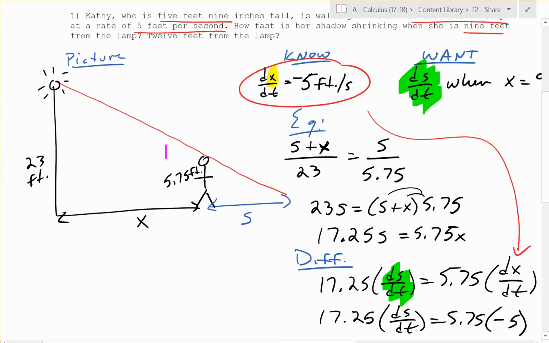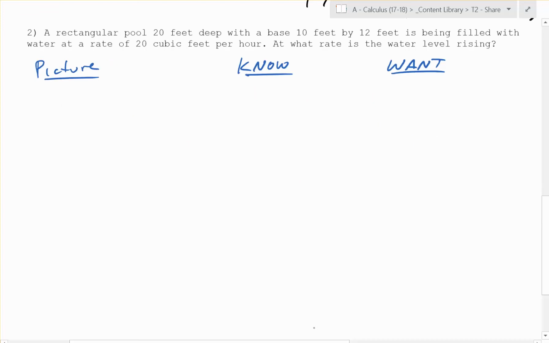The key relationship here is the similar triangles. Remember, here's the big triangle right there, and that triangle is similar to this one. So therefore, the base to height ratio will be the same for each. The key to this entire problem was right here. We didn't use the Pythagorean theorem. We used similar triangles. So picture, know, and want written down before we even start the second problem.